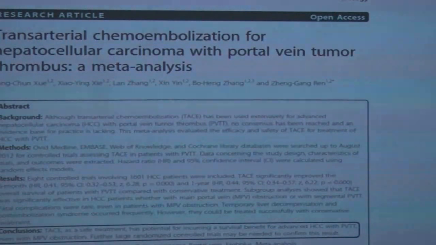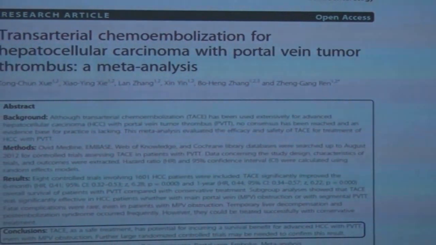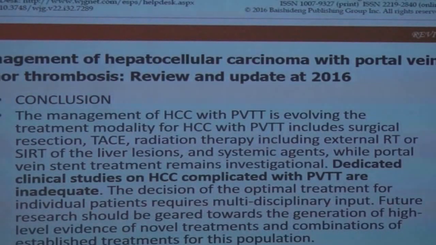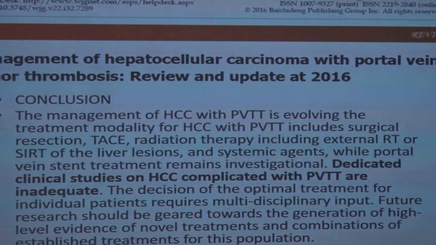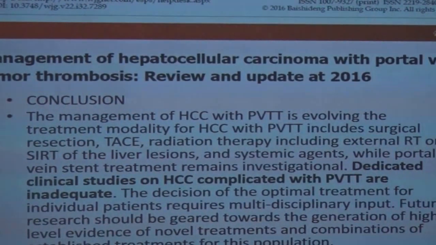A meta-analysis of carcinoma with portal vein invasion, published in BMC, suggests that TACE can be used even with inclusion of main portal vein thrombosis. These are the multiple papers, and this last one suggests that dedicated clinical studies of HCC complicated with PVTT are inadequate. That was published in August 2016.